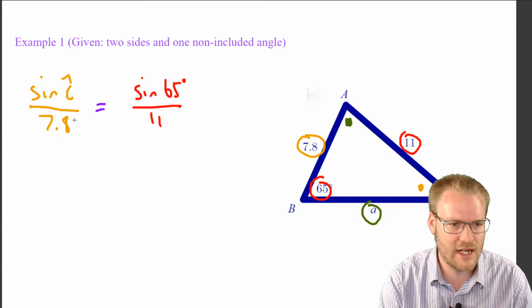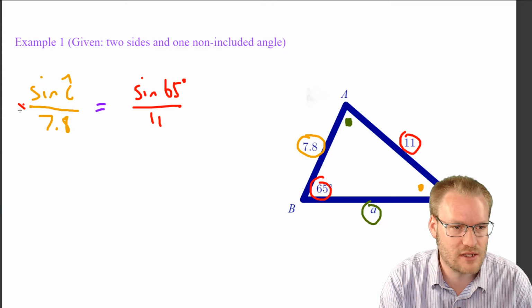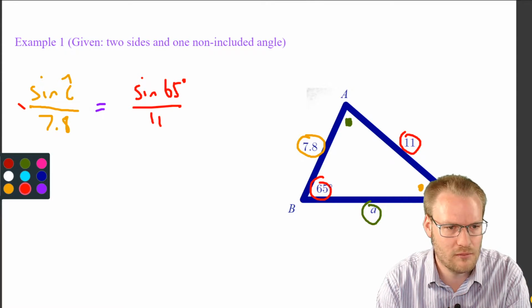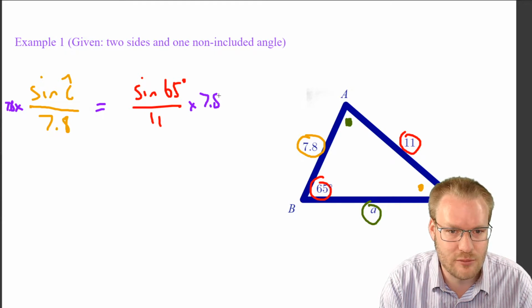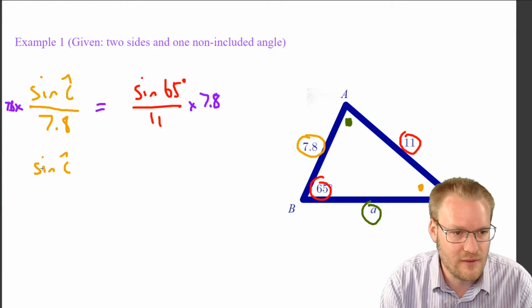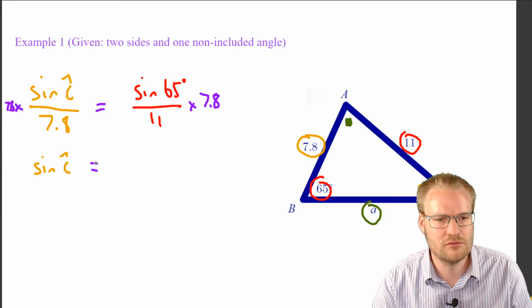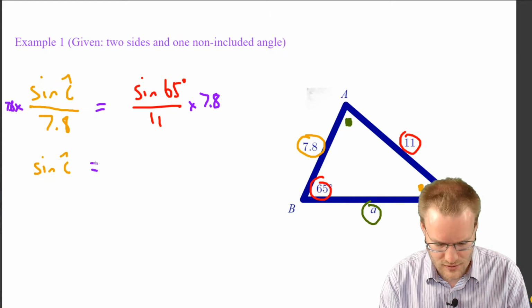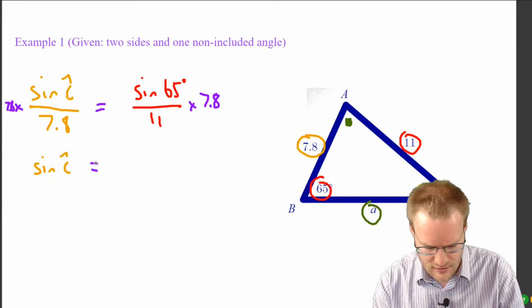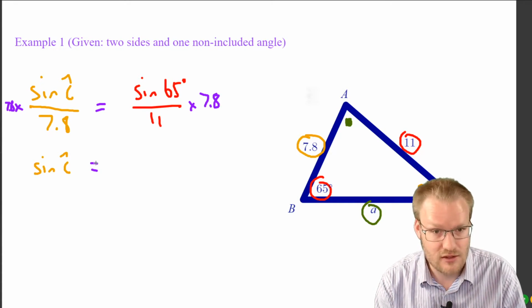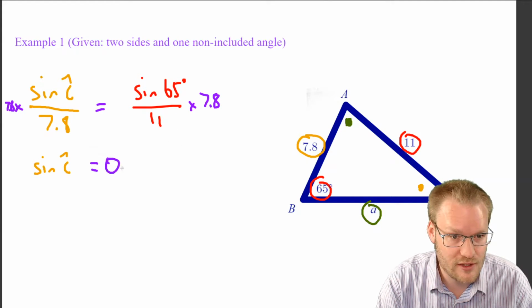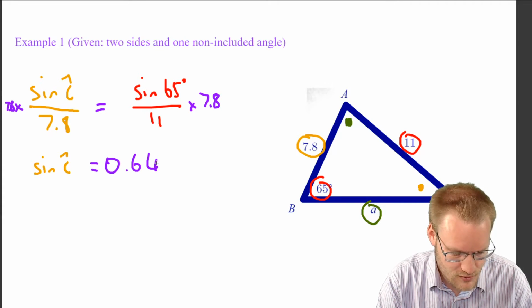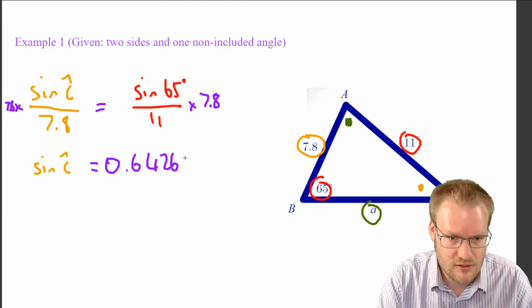Okay, cool. So we're going to times by 7.8, times that by 7.8, so that those cancel, and we've got sine C is equal to, what's it equal to? Sine 65 divided by 11, and then times that by 7.8, 0.64 something or other, 0.64.